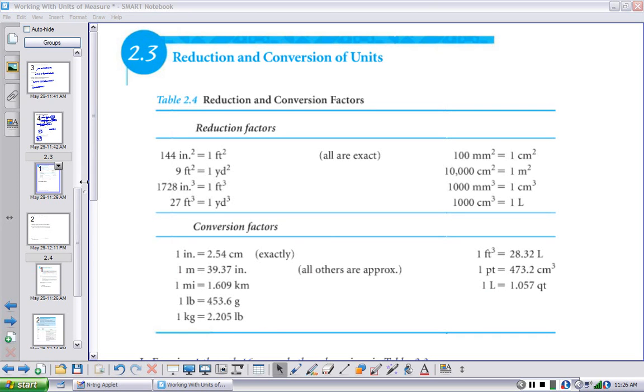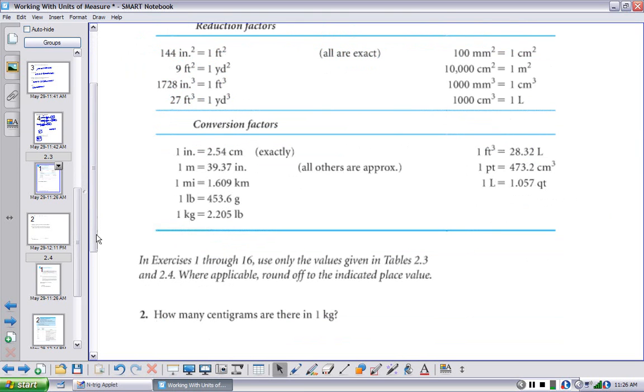We have other conversion factors. Some are exact. This first one, 2.54 centimeters equals 1 inch. The rest in this chart are approximate. It tells you the approximate inches that equal 1 meter, kilometers that equal 1 mile, grams that equal 1 pound, pounds that equal a kilogram, liters that equal cubic feet, centimeters that equal a pint, and quart equals a liter.